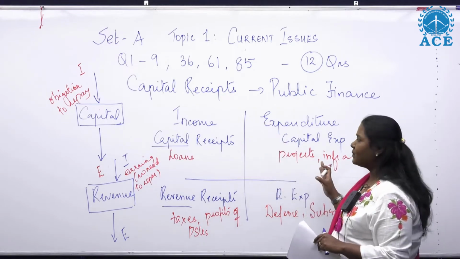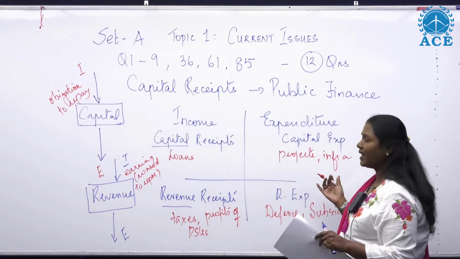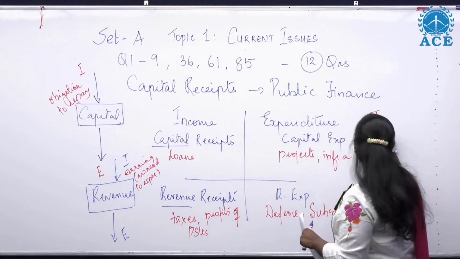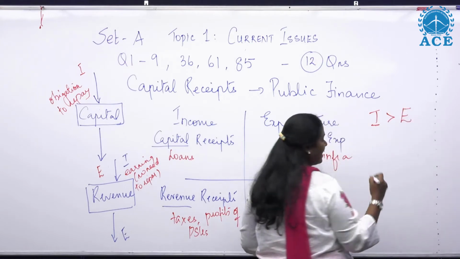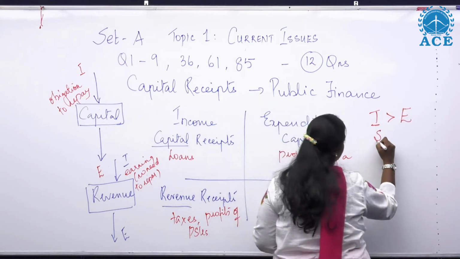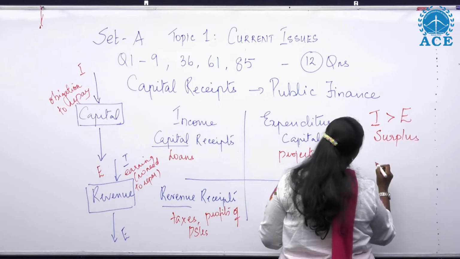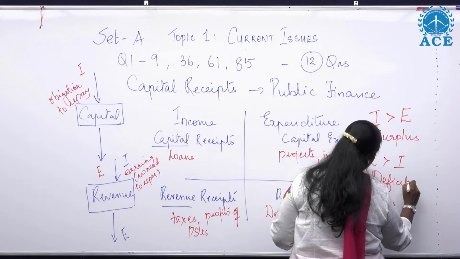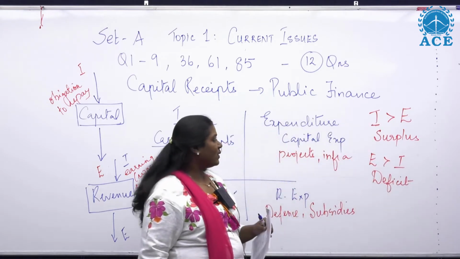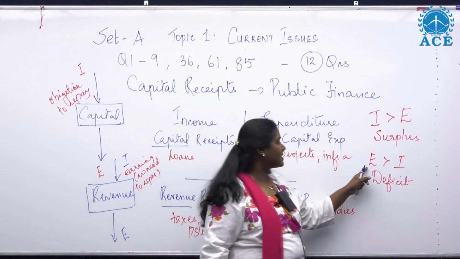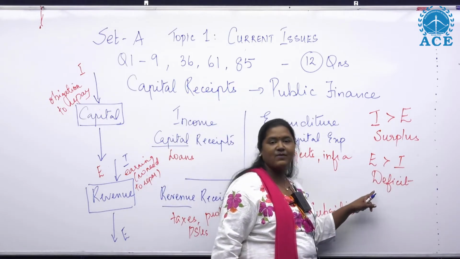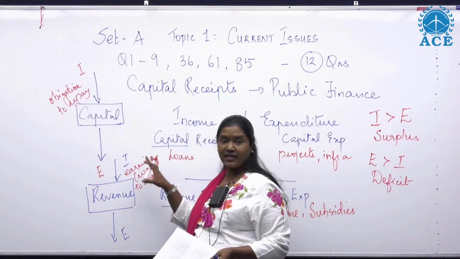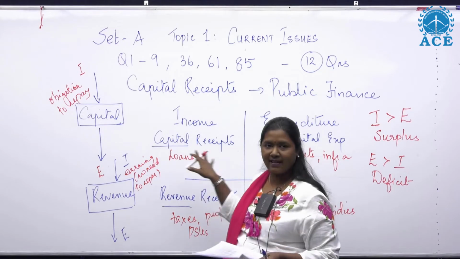Of course, the difference between your income and expenditure matters. If income is greater than expenditure, we say we have a surplus economy. But when expenditure is greater than income, we say it is a deficit. If you look at India, our expenditure is greater than our income, therefore we have a deficit, which we call fiscal deficit. So for question number 6, I am going to continue after 1 and do 6, because they are related to each other.